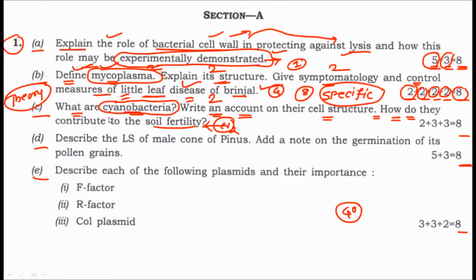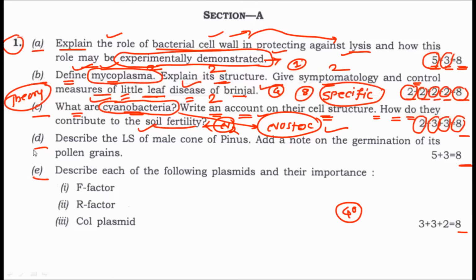You just have to define what the cyanobacteria are, and for this you will get the 2 marks. Then you have to write down an account of their cell structure. For this you will get the 3 marks, and to explain how they increase the soil fertility, you will get the rest of the 3 marks, making it a total of 8 marks. Now recently we have uploaded many videos relating to the cyanobacteria, and Nostoc is explained in detail on our channel. You can check out those videos so that you will get the complete answer of this question.